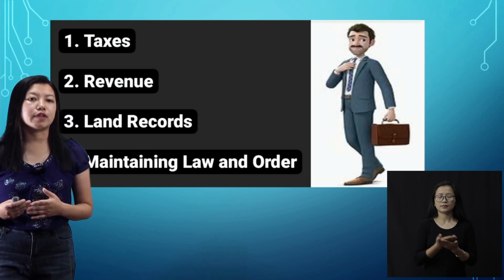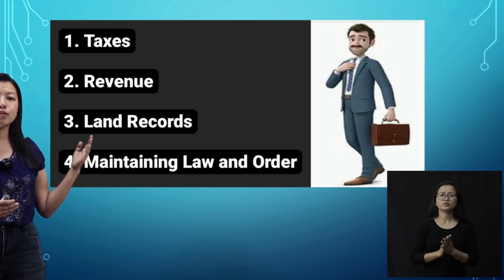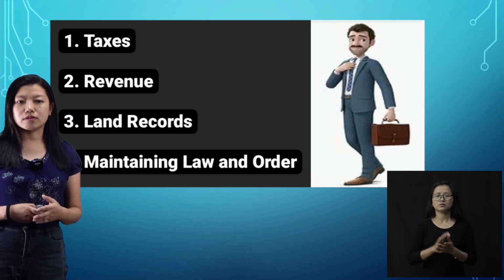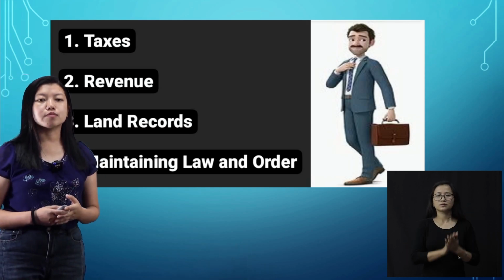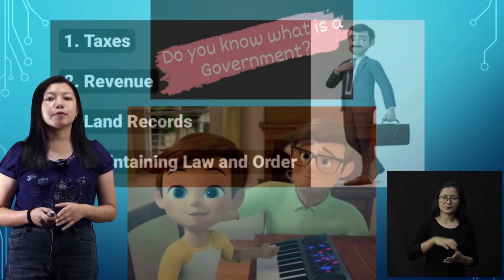So then next, the father told him that the DC not only does that, but he also does a lot of things, okay? Like he takes care of the taxes, the revenue, the land records, and maintaining law and order. So these were the different duties that the district commissioner had to perform in a district, okay?